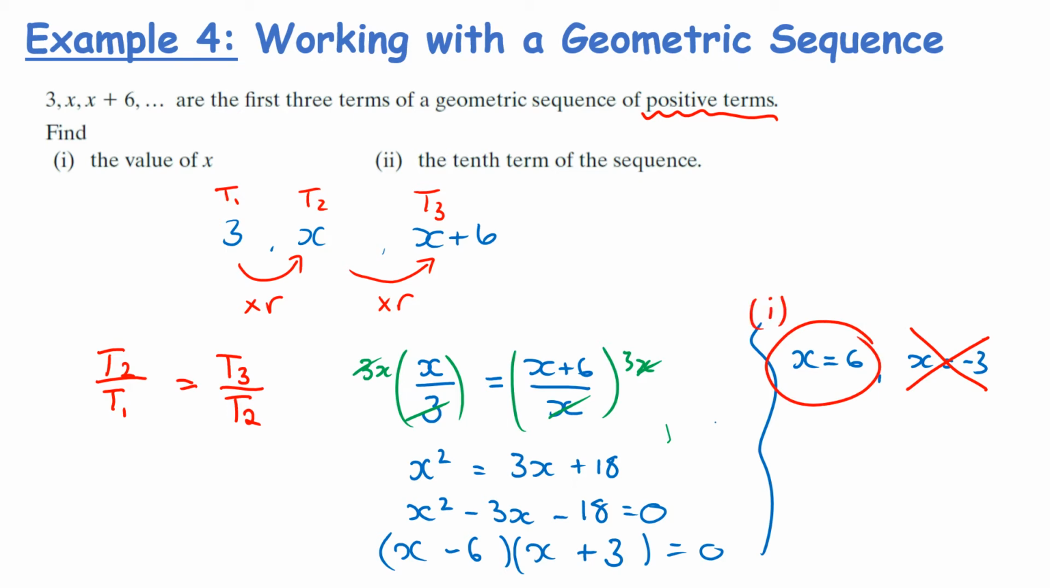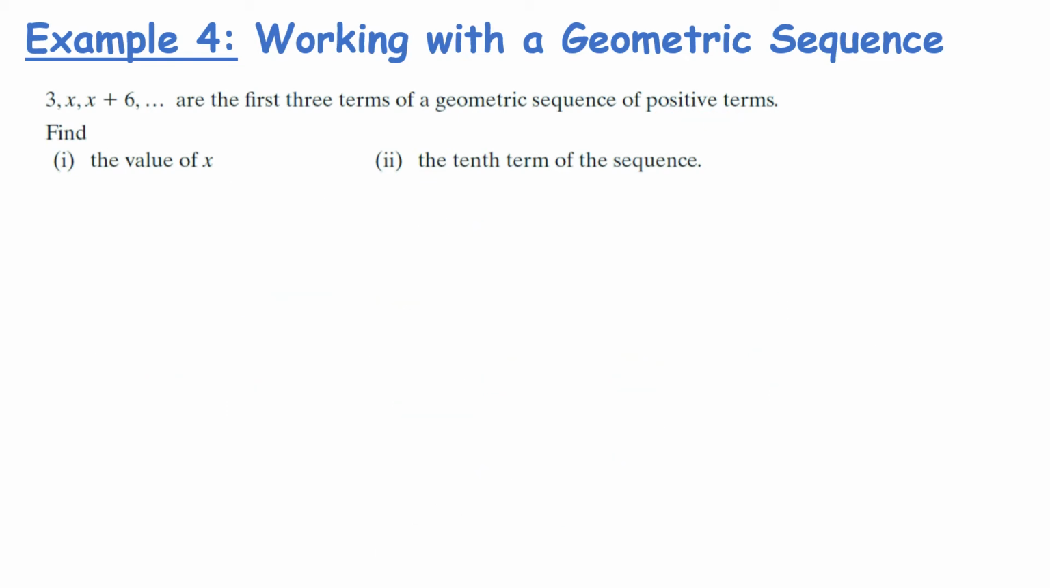Now they want us to find the 10th term of the sequence. So in order to find the 10th term of the sequence, we're going to have to build the sequence up. So the sequence is 3, then x, which is 6, then x plus 6, which is 6 plus 6, which is 12. So that's my sequence. I know that I am each time multiplying by 2. I want the 10th term. Now, it's up to you. You can keep going with this.